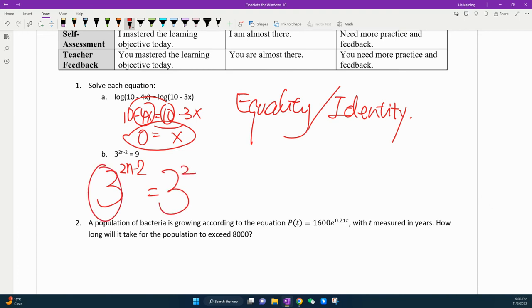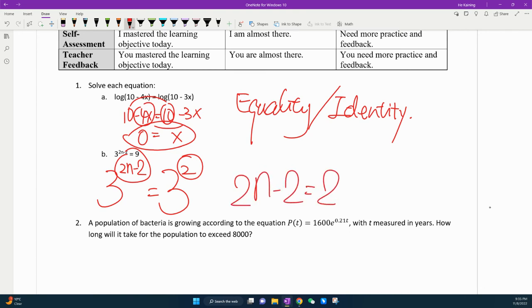Again, we don't care about my base since the bases are the same. Just like we don't care about whoever is wearing the Mickey Mouse ears, myself, I only care about my Mickey Mouse ears. So 2n minus 2 equals 2. Same thing, when you solve it, n equals 2.